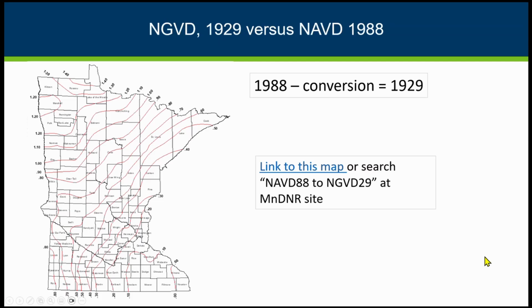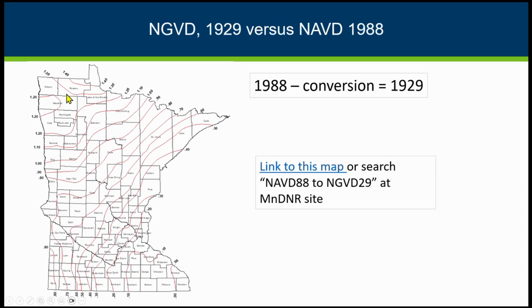And a reminder that the datum is important. It's a reference point, a mean sea level. It has changed over the years. Our old maps used NGVD 1929. Our newer maps are using NAVD 1988. And what you need to know is that the conversion between these two varies depending on where you are in the state. If you're in the southeast, the conversion's 0, so you don't have to worry about it as much.